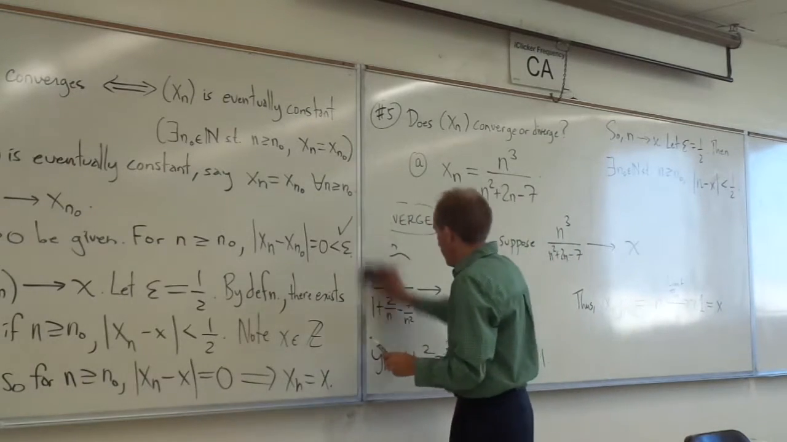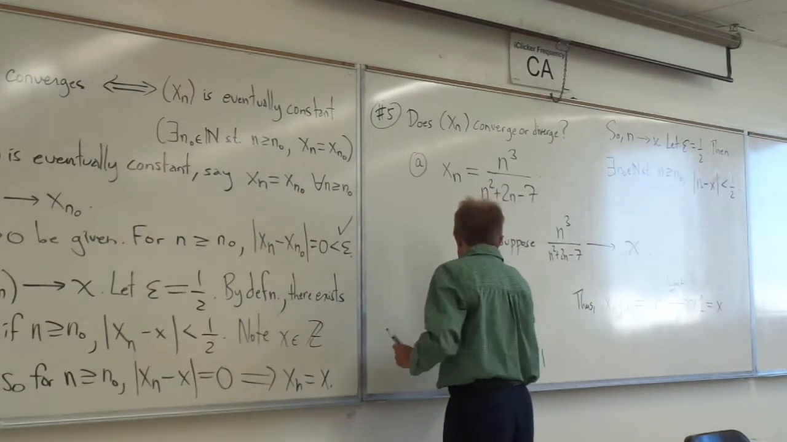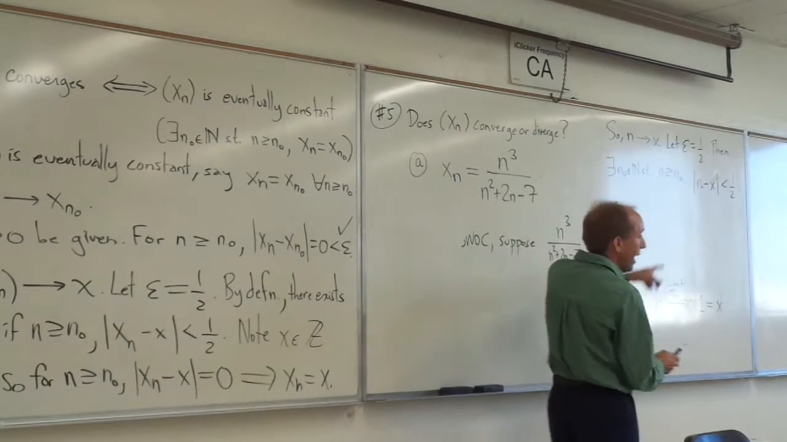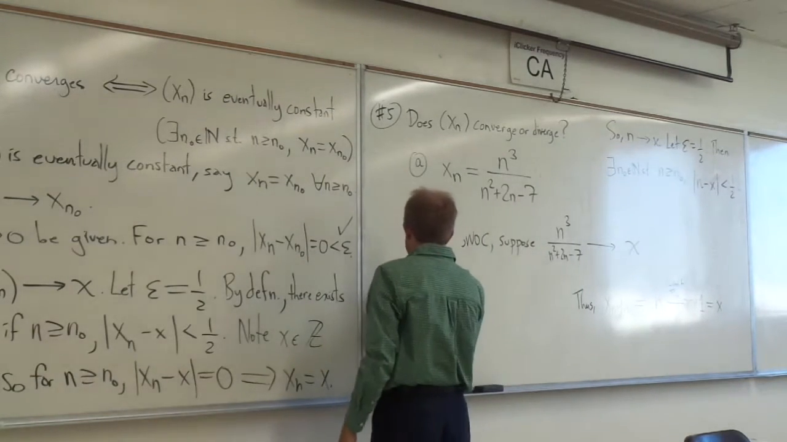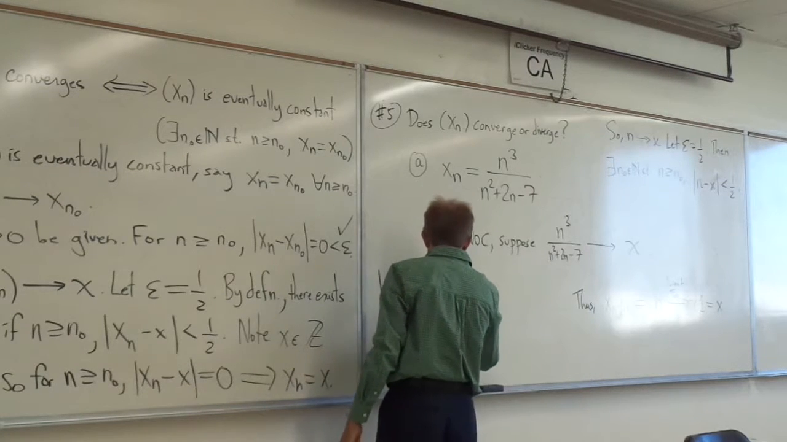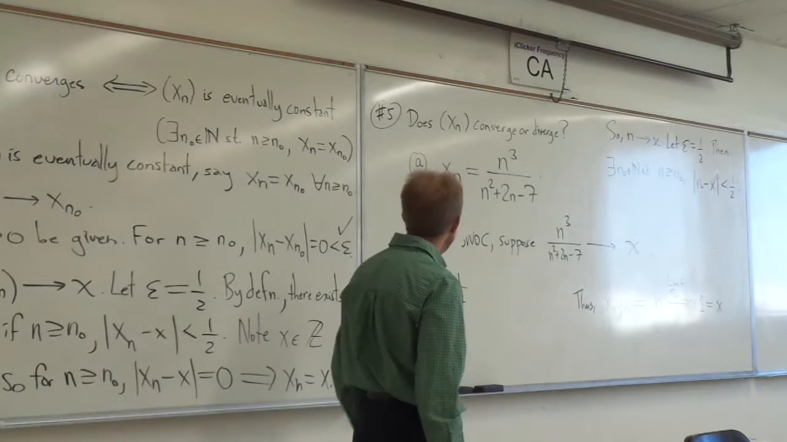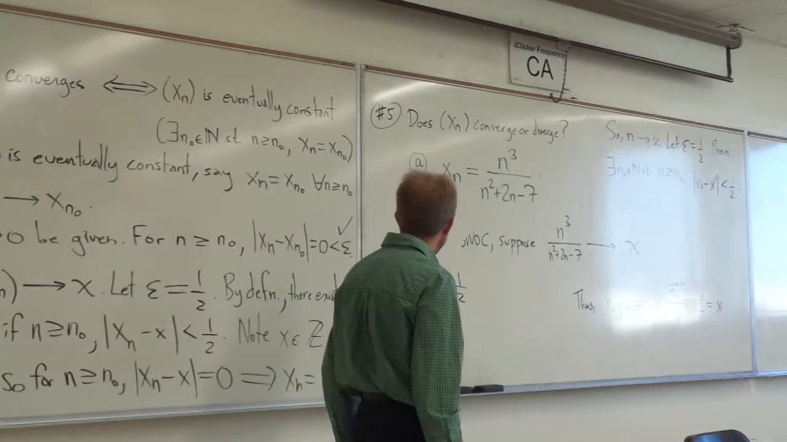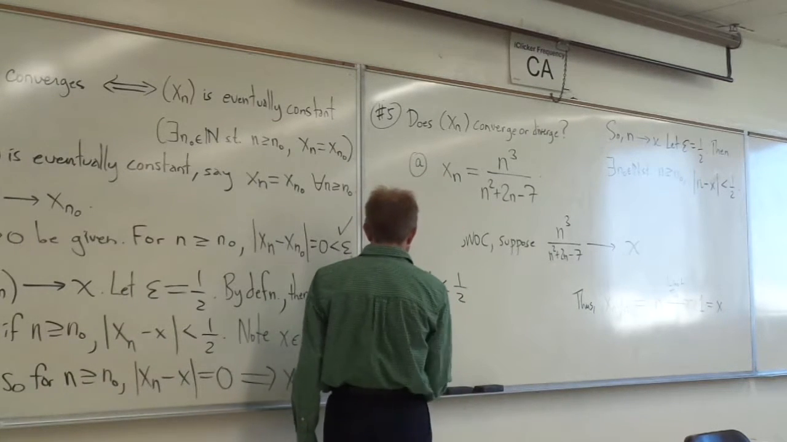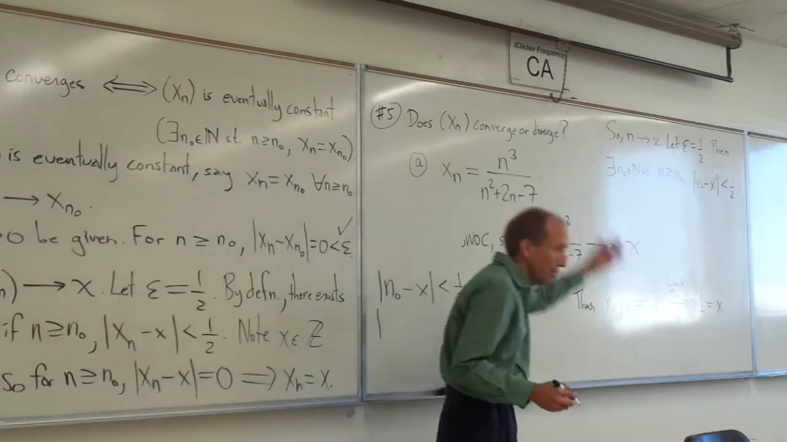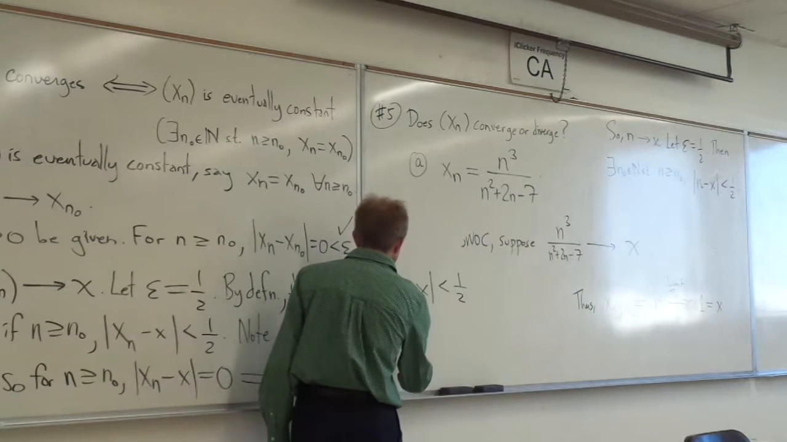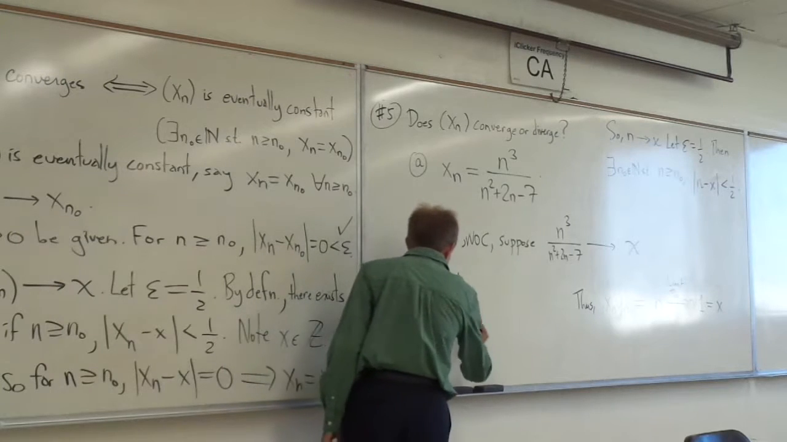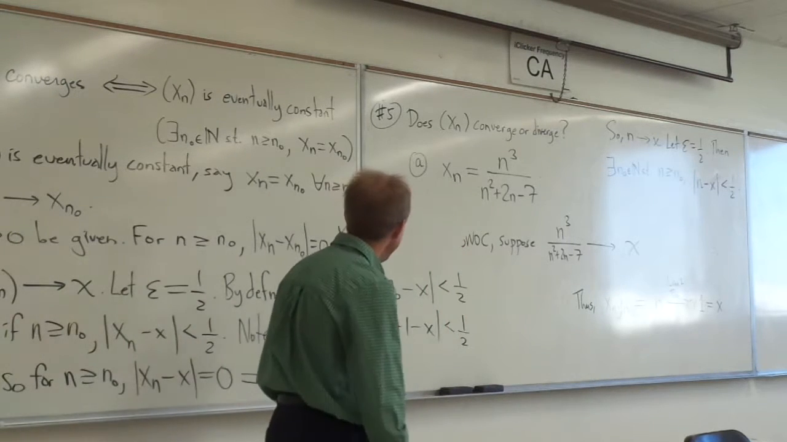Okay? I'm going to erase just a little bit here. We're trying to just get a contradiction out of that. So what do we have, guys? We have that |N₀ − X| is less than 1/2, for example. We know that. But then every term after that is also less than 1/2 from X. So |N₀+1 − X| is less than 1/2. Right?